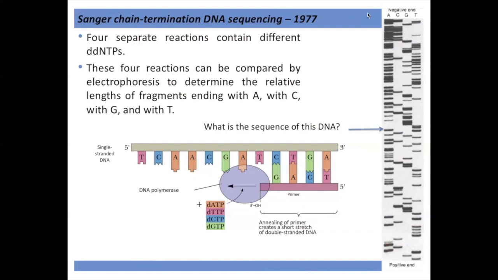So it's not perfect. It doesn't give you a good read, because if you have examples where you got two A's together, it's going to be a little bit harder to see there. So they use this. This is what's referred to as Sanger chain termination DNA sequencing.